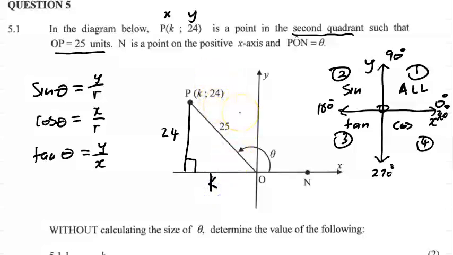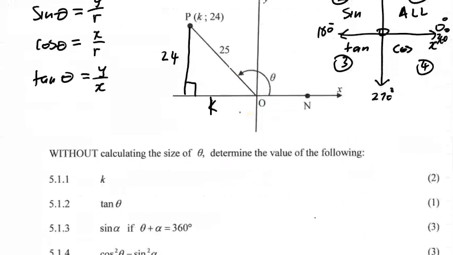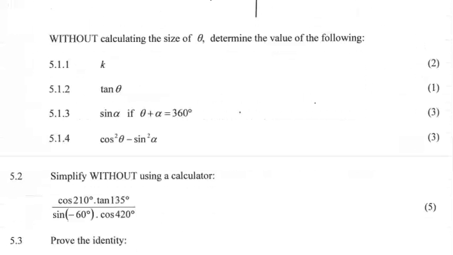Now, learners, let us find the value of K, which is most likely going to be the first question. Calculate, or determine without calculating the size of theta. Theta is our reference angle. Determine the following. The first thing that they want us to find is K.